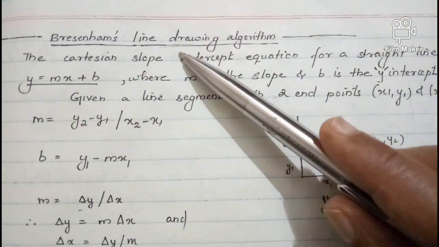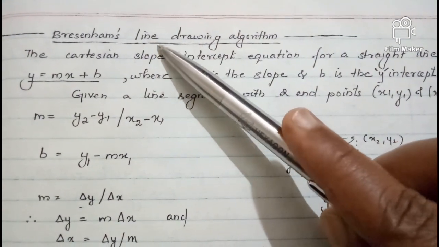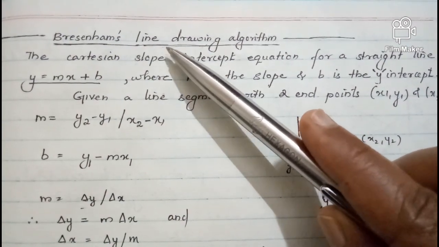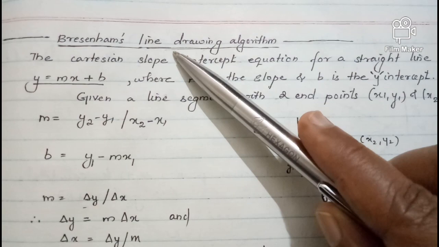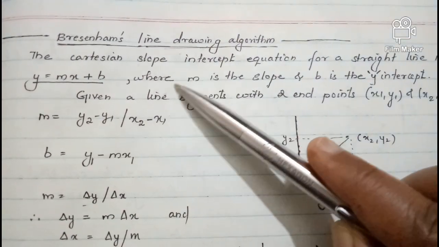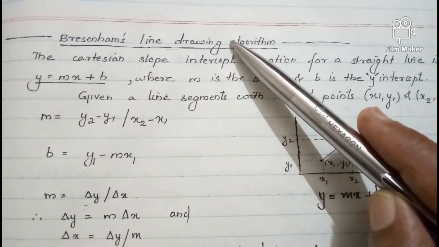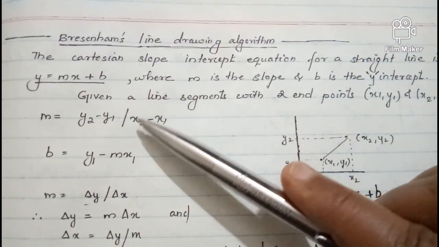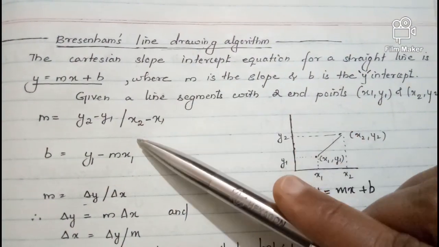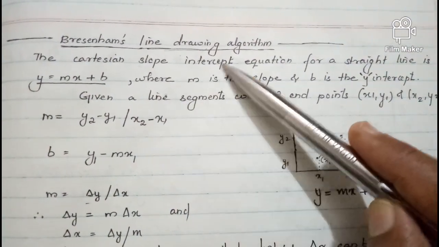Today we are going to learn Bresenham's line drawing algorithm. Instead of using built-in line functions to draw a line, we can use this algorithm to plot all the pixels of the line. Just as we used the DDA line algorithm, this algorithm can also be used to plot all the pixels of a line segment.